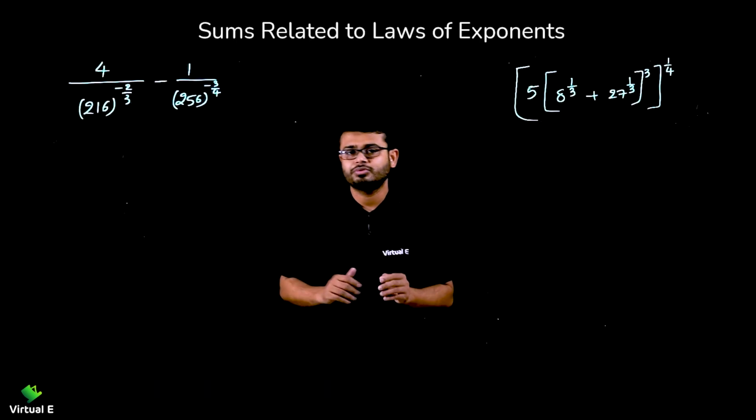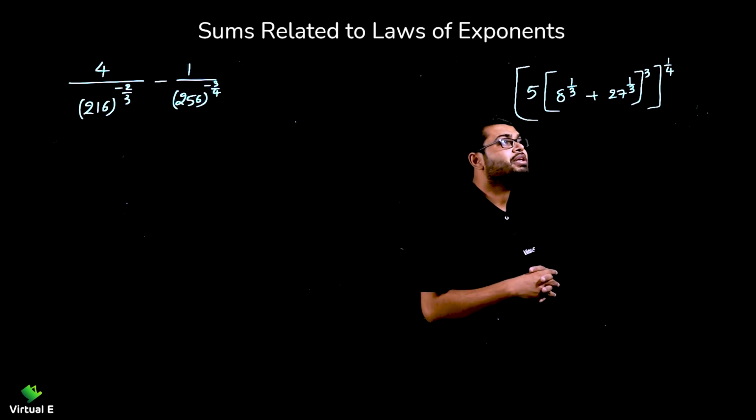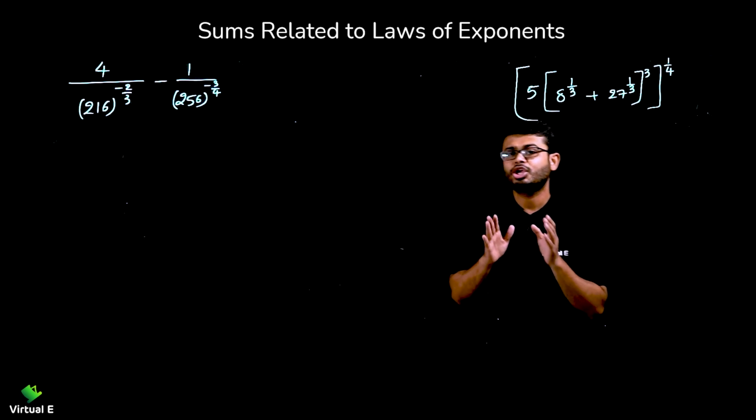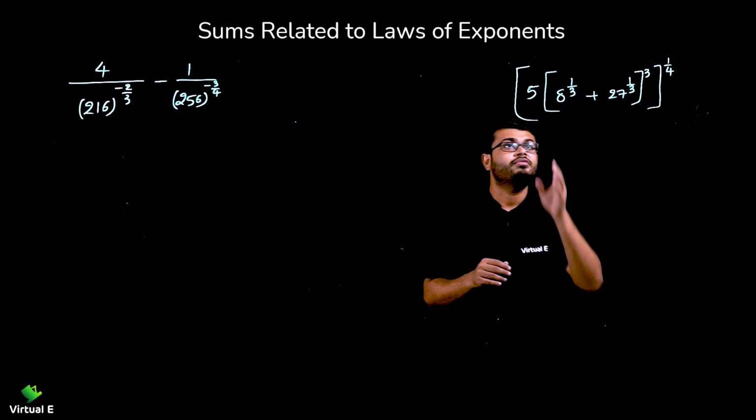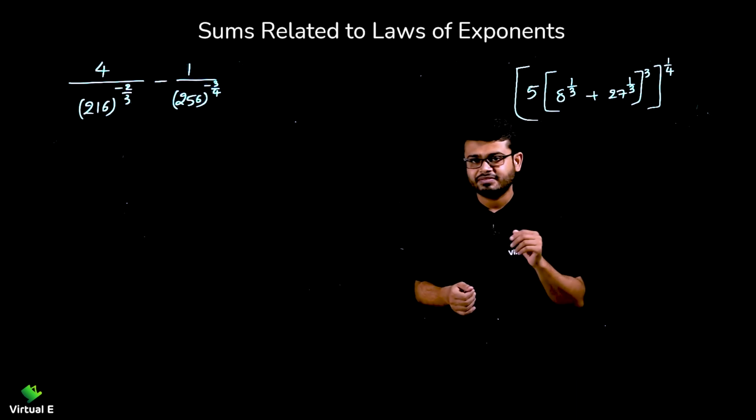Let's discuss a few more questions. Let's start with this one. So we have 8 raised to 1 by 3 plus 27 raised to 1 by 3. So basically it's a cube root, right? So we know for 8, 2 cube is 8 and 3 cube is 27.